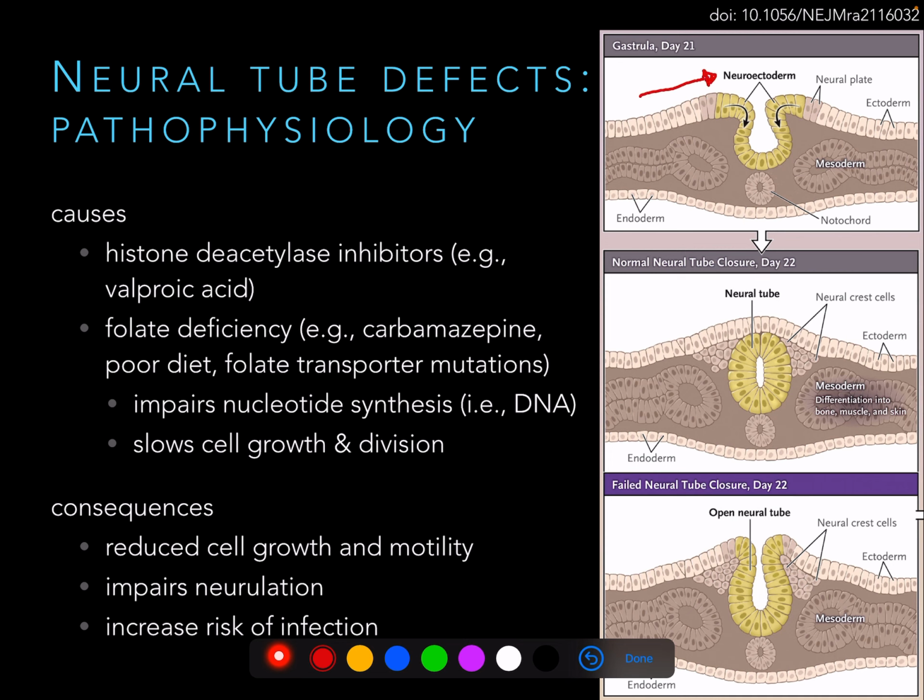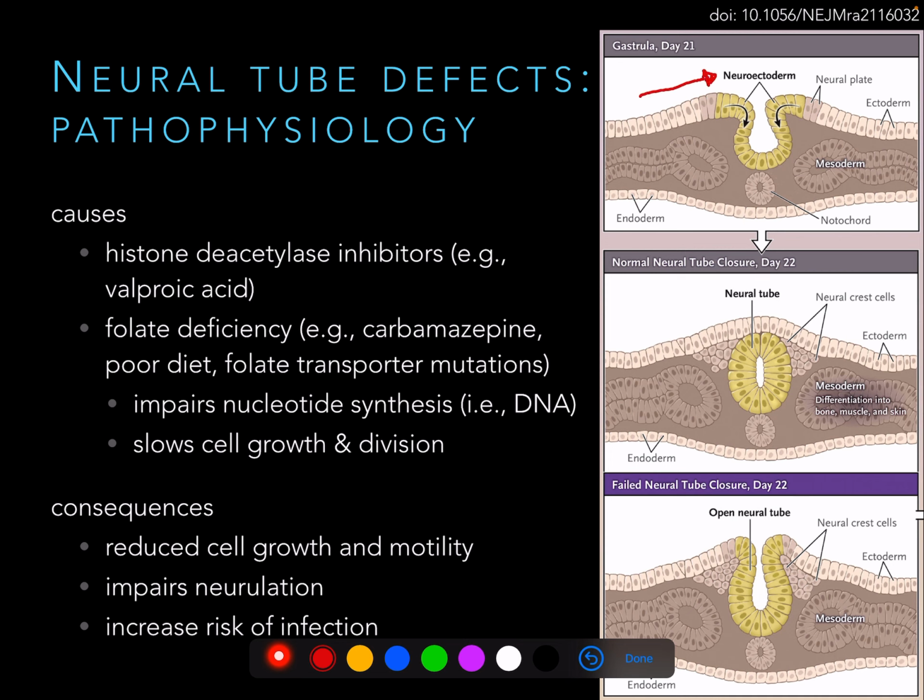So what might slow down growth is really anything that interferes with DNA synthesis, like histone deacetylase inhibitors. So valproate. This is an anticonvulsant that will actually slow down the rate of DNA synthesis. So if we're not making our DNA as quickly, then cells can't grow and divide as quickly. Therefore, the neural grooves aren't going to meet in time.